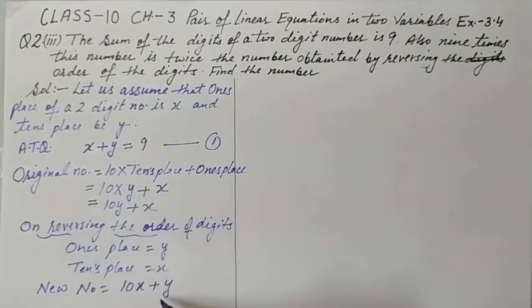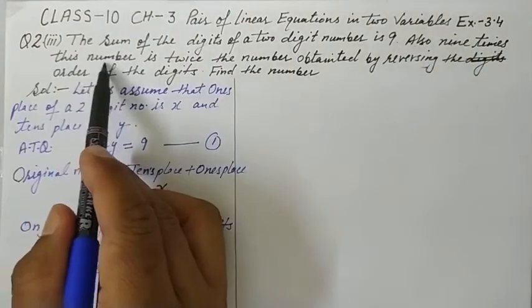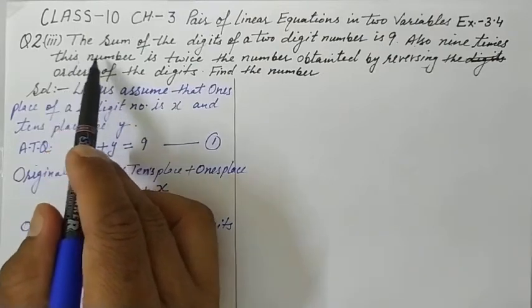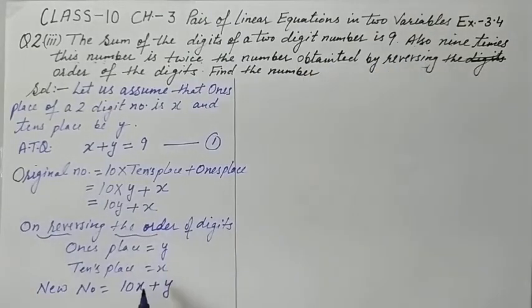This is the original number. Now listen to the conditions properly. What is it saying? 9 times this number, meaning 9 into the original number, is twice the number obtained by reversing the digits. So 9 into this number is equal to 2 into this number. This will be our next condition, or next linear equation.